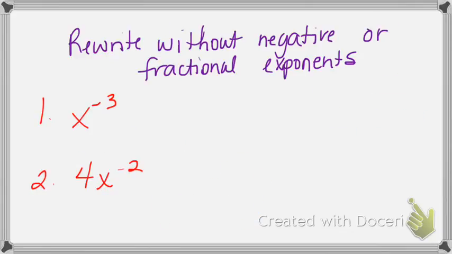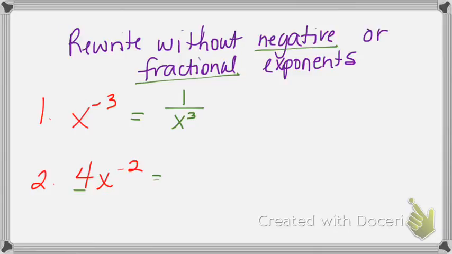Now, we're just going to look at a bunch of examples. So, the first few examples, I want to rewrite the answer without negatives, so no negatives and no fractional exponents. On the first one, it has a negative power. I can just bring that to the bottom and make it 1 over x to the third.